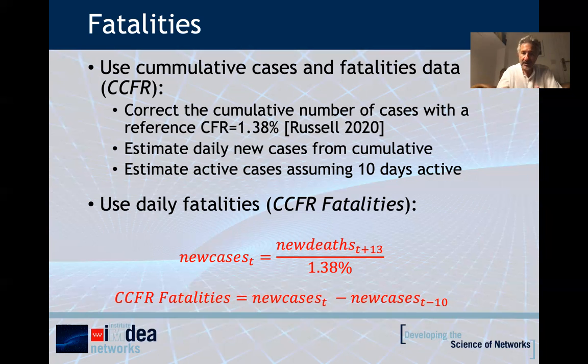Another approach is to assume that the number of cases on a given day is computed by looking at the number of fatalities 13 days after, where 13 is the time from onset to death, corrected by the case fatality ratio of 1.38% measured in Wuhan, and then assume that these cases are active for 10 days as before.